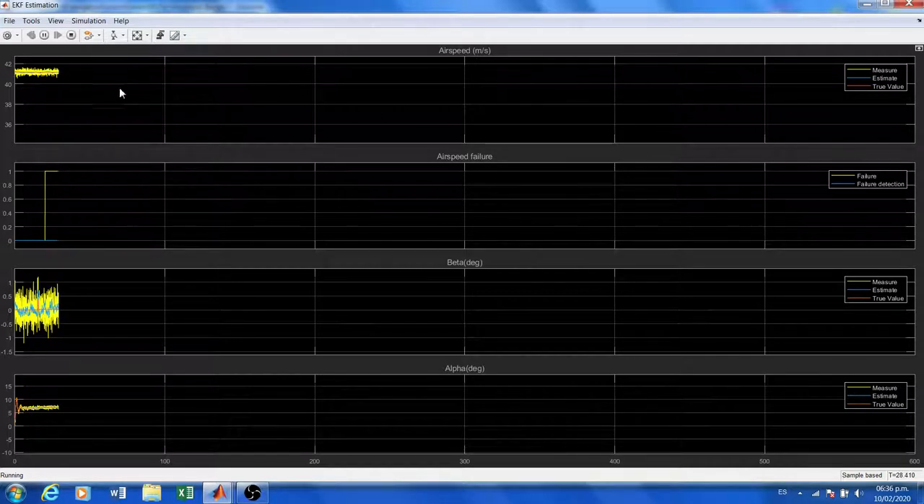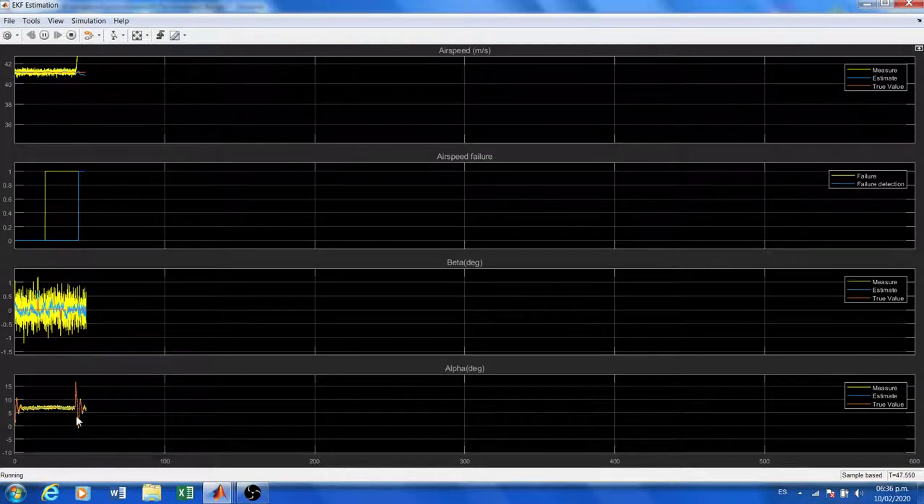It won't detect because the aircraft is flying at constant speed. But when the aircraft climbs, it will detect that change in the static pressure, and it will detect the failure in that moment. There's no problem if the aircraft is flying in steady state flight at constant speed. The problem is when the aircraft changes speed. Here the failure is detected at 50 seconds because it started the climb.